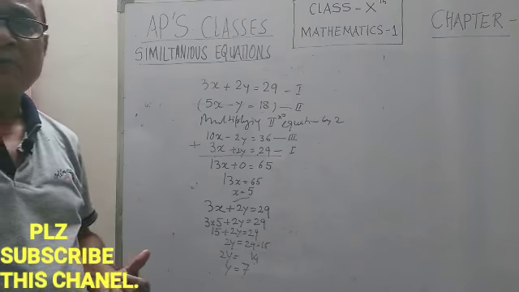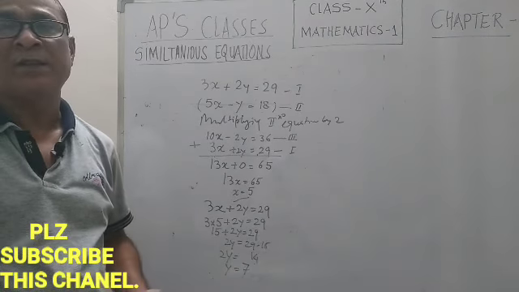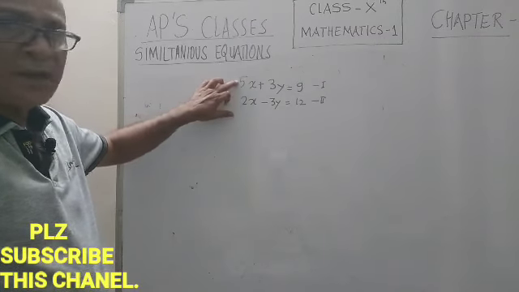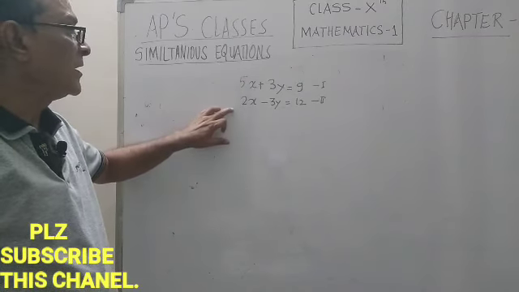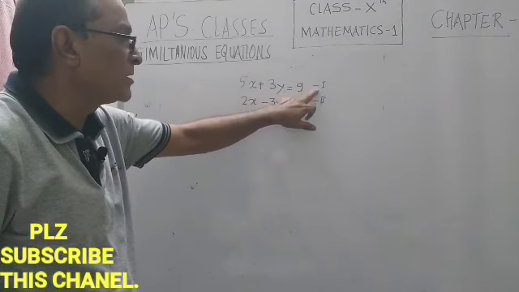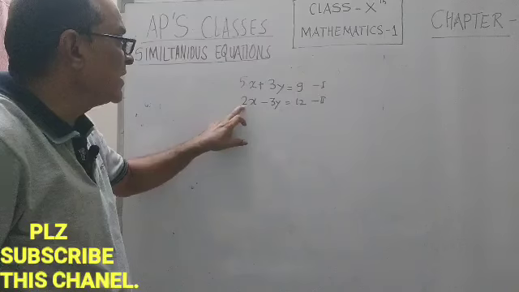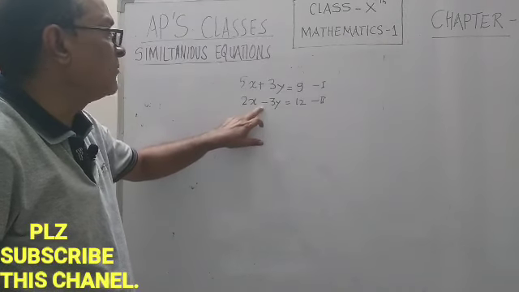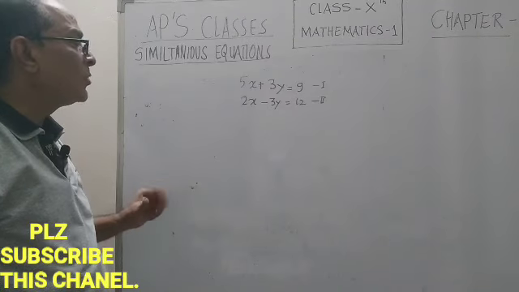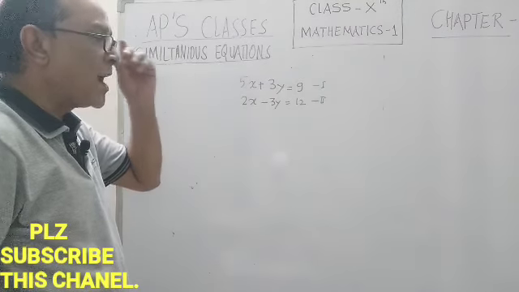Now let us start the unsolved examples in your book. The first unsolved example in your book is given here. 5x plus 3y is equal to 9. This is the first equation. And the second equation is given as 2x minus 3y is equal to 12. And you are expected to calculate the value of x and y.